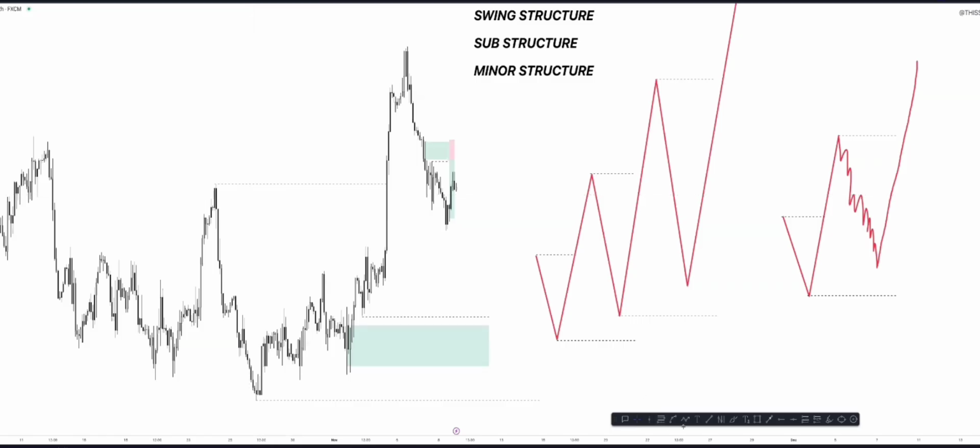That means I expect price to come back into this zone so I can buy. That is structure for you. You can see how I actually want to catch the sell into the zone. So everything happening here, this reversal, is called the substructure. The main move is called the minor structure.